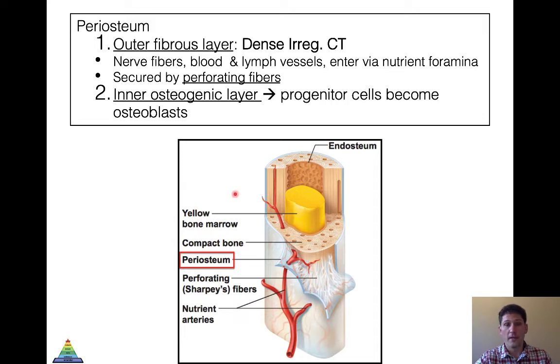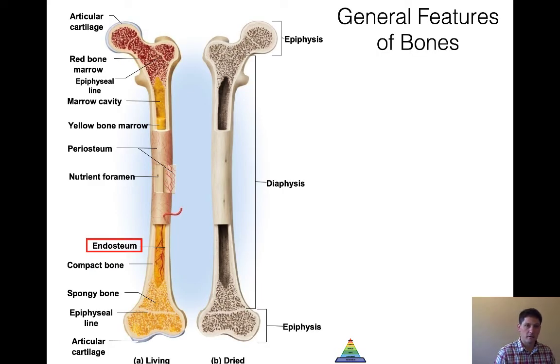And then inside of that, the deeper layer, we have this osteogenic layer, and this is where we see bone stem cells that are becoming osteoblasts, or we can also call them progenitor cells. So we'll look at that in a little bit.